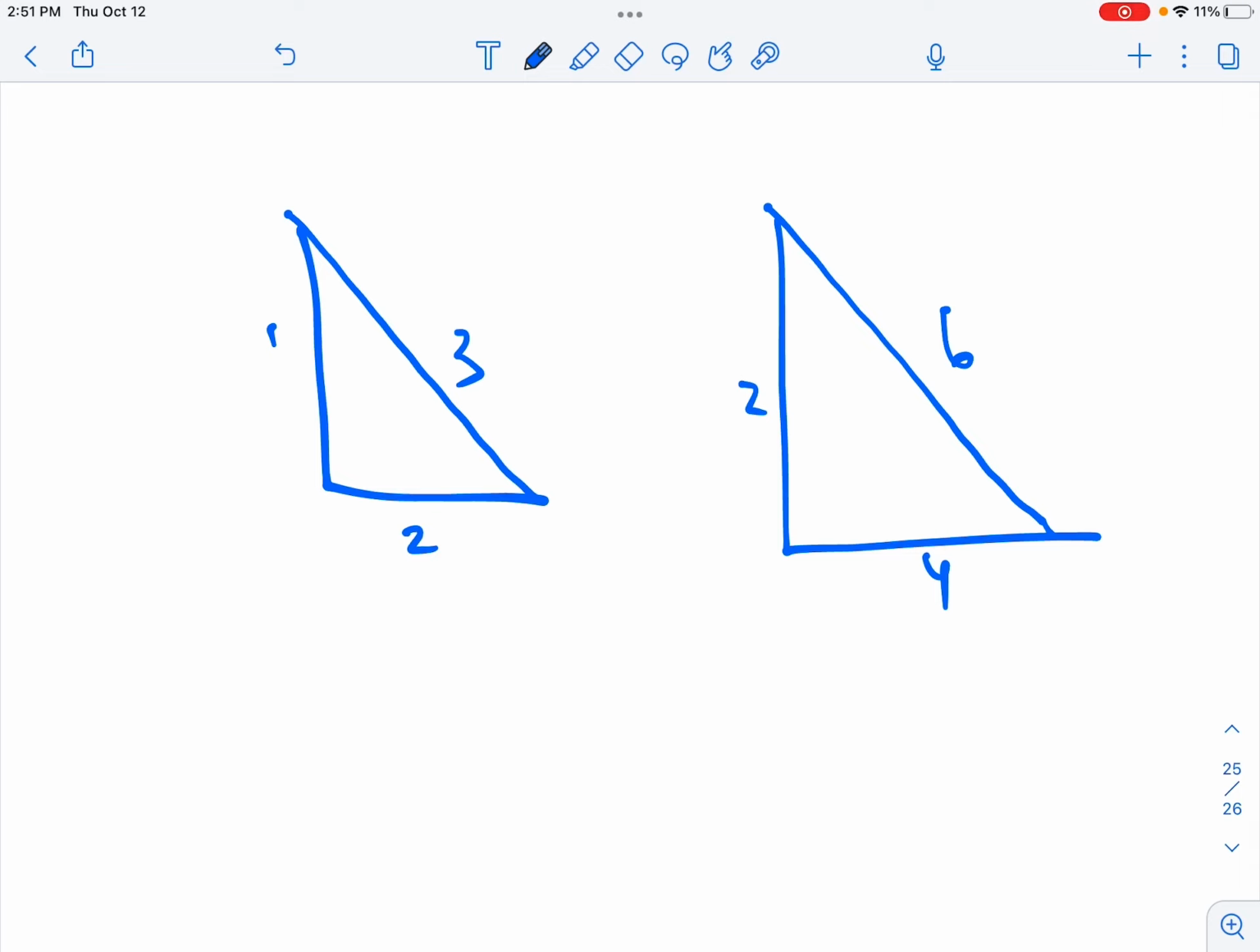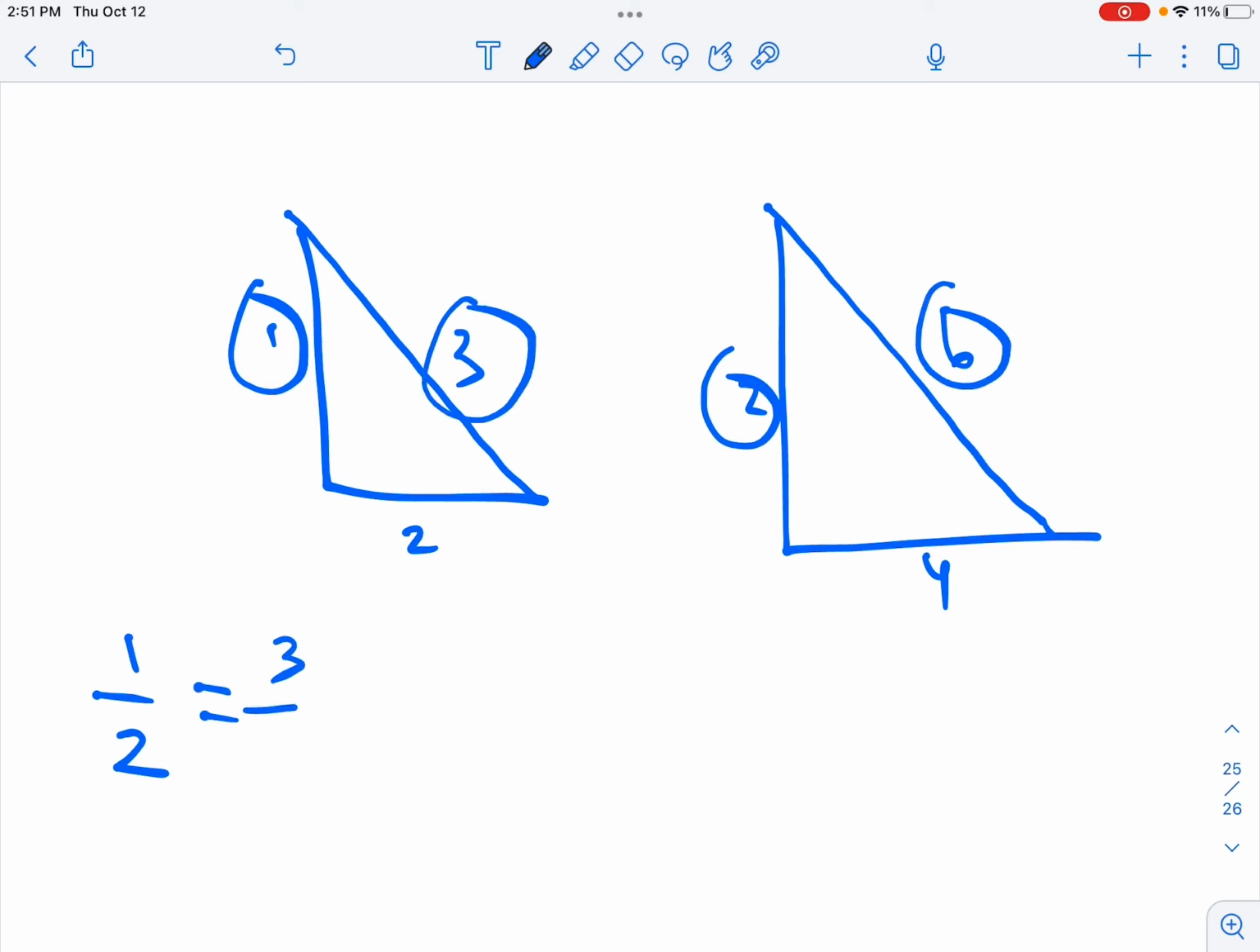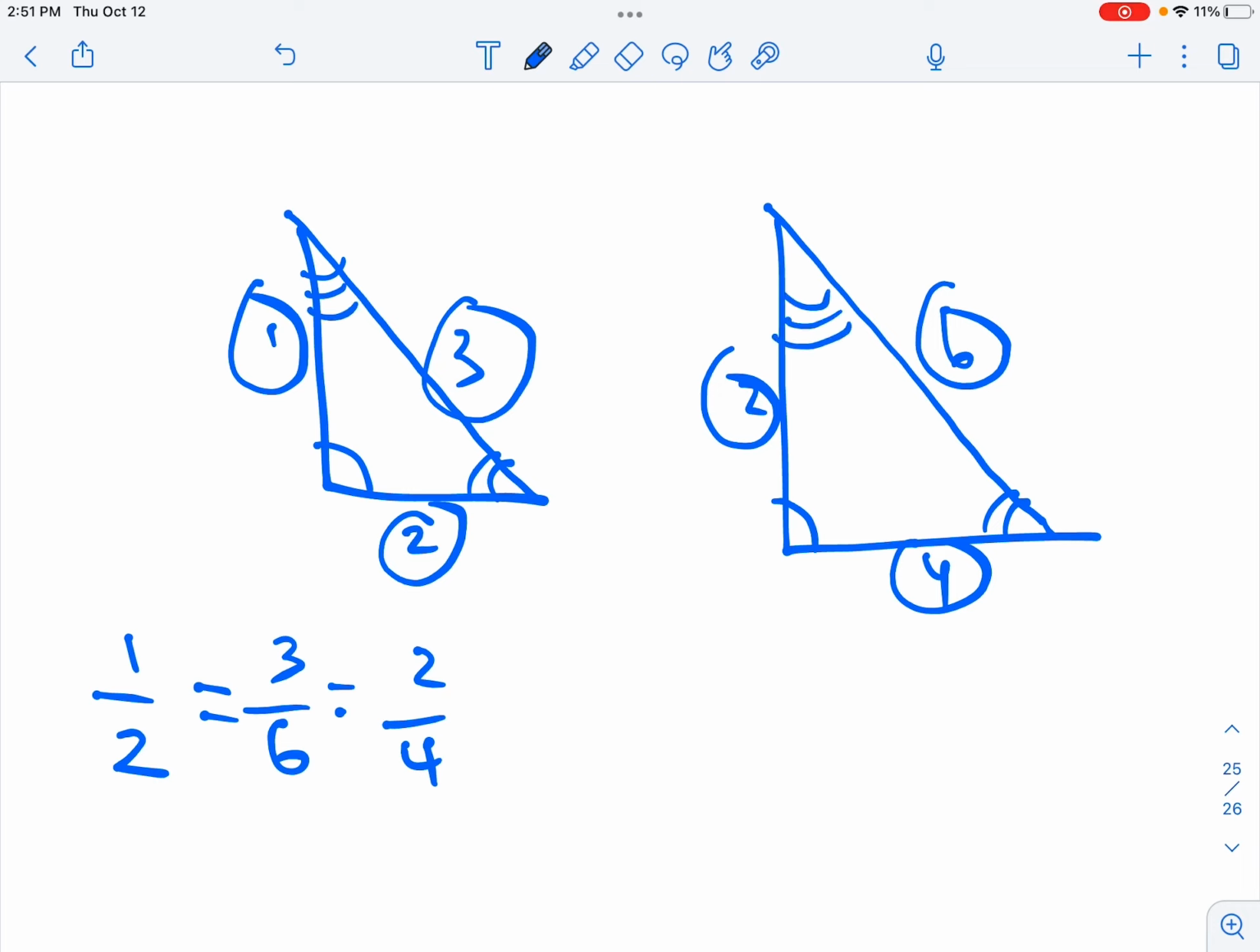So these triangles are similar because 1 divided by 2, this one divided by this one, is equal to this one divided by this one, which is equal to this one divided by this one. And also all the angles in between: this angle matches this angle, that angle matches that angle, and that angle matches this angle. So those are the 6 things: 1, 2, 3 pairs of proportional sides, and then 1, 2, 3 angles that are congruent.